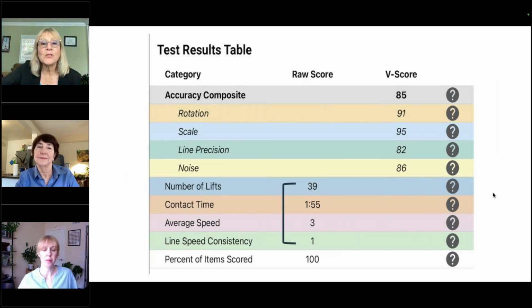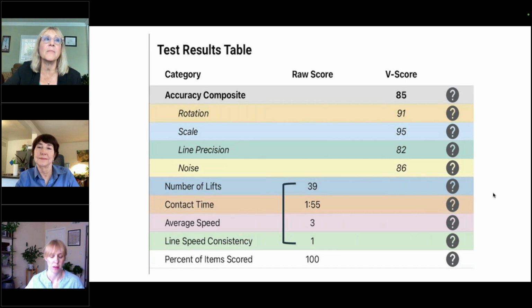So here on the test results table are the performance scores. They're under, it says raw scores. So the raw scores are the measured performance scores. And you'll also see underneath, we also let you know if every item was able to be scored.